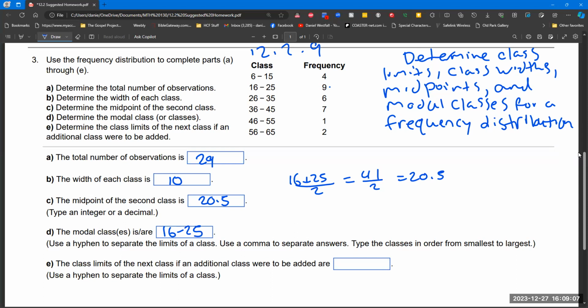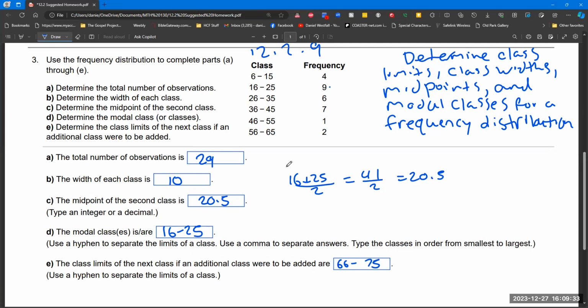The next class, if there was to be another class below this, I'd add 10 to 56 and get 66. I'd add 10 to 65 and get 75. And that would be my next class with a lower limit and upper limit. So you use that class width to keep the next class the same width.